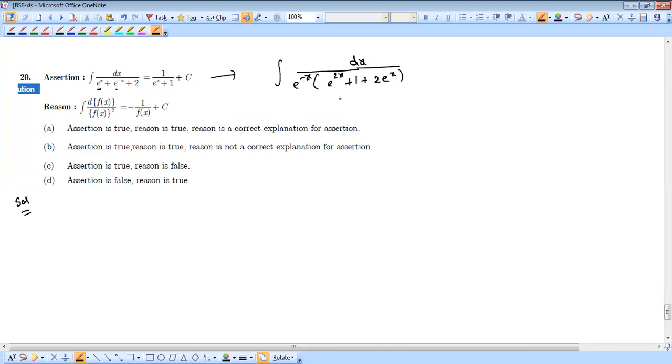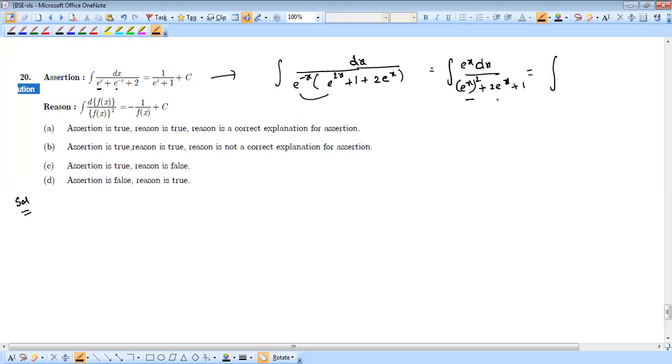You may have a doubt, sir, how we got it? See, just multiply e power minus x inside. E power minus x into e power 2x is e power x. And 1 into e power minus x is e power minus x. And 2. We are getting the same. Now the denominator, what I got, the e power minus x, I'm carrying to the numerator. So it is e power x dx divided by e power x whole square plus 2 e power x plus 1.